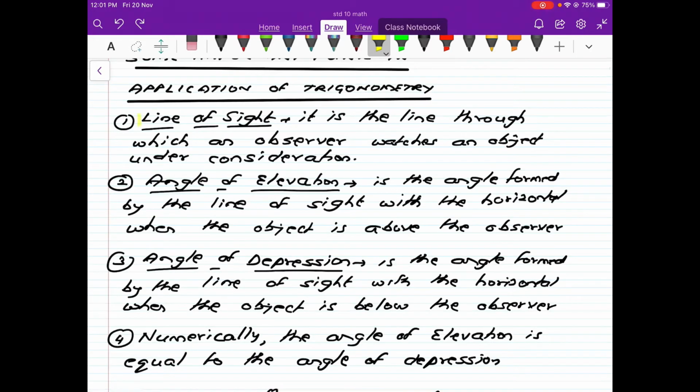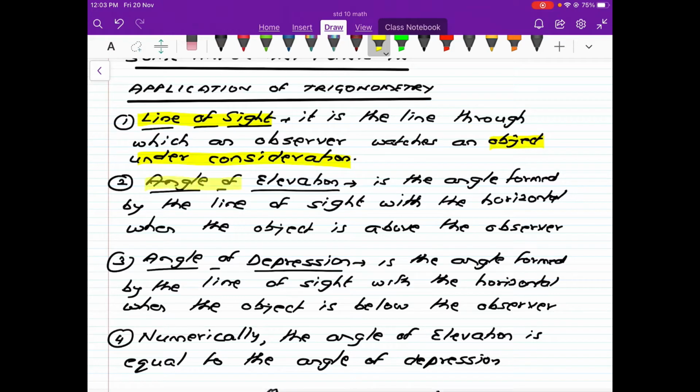So what is the line of sight? Line of sight means the line which is there between the eyes of an observer and an object. Whenever he sees it in a straight line, that is the line of sight.